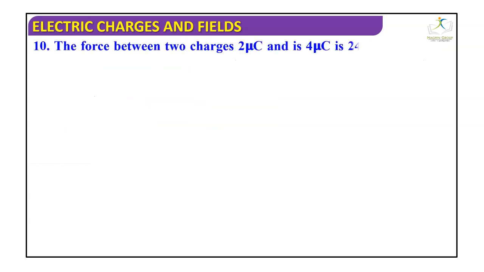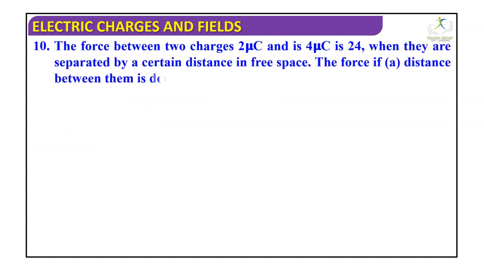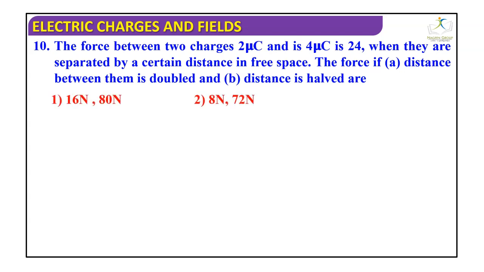The force between two charges, 2 microcoulomb and 4 microcoulomb, is 24 when they are separated by a certain distance in free space. What is the force if (a) the distance between them is doubled and (b) the distance is half of r? We have these options. Try to solve this problem.